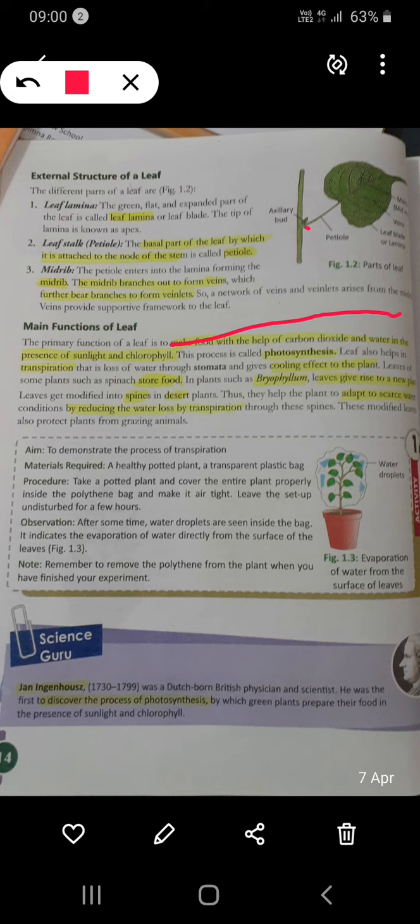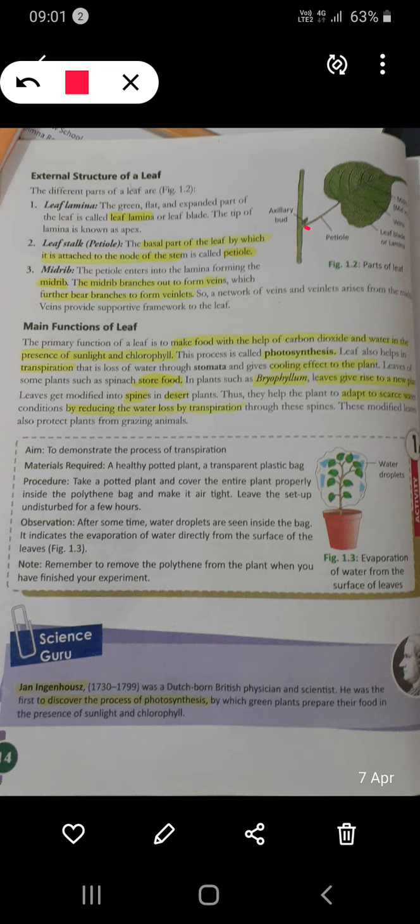is the chlorophyll. Without chlorophyll, a plant cannot make food, because chlorophyll is the green part of a leaf. Due to chlorophyll, a leaf is green. If there will be no chlorophyll in a leaf, the color of the leaf will not be green. Okay students. That means only green plants can make their food. They can do the process of making food.